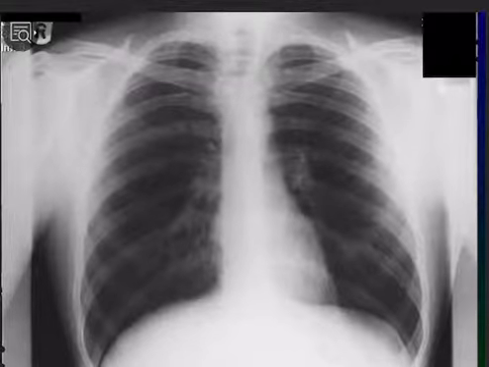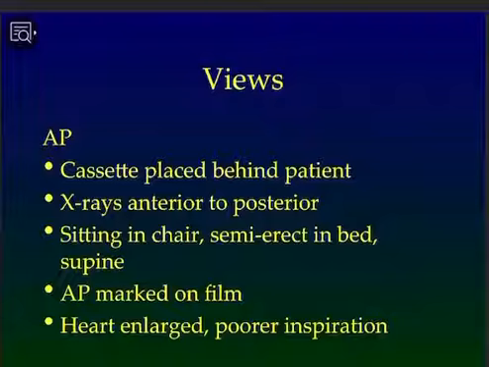What are the structures which are appearing on chest X-ray? Now the second view is the AP view. Anteroposterior means that the X-ray tube is in front of the patient and the film is placed behind the patient. What is the advantage of AP view? The advantage is that the PA view is only done in standing position, but the AP view can be done in sitting position, semi-erect position or supine position.